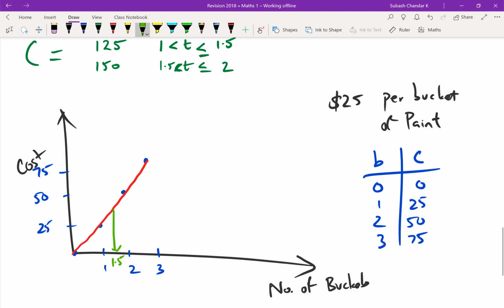And you can't actually buy 1.99 buckets of paint. So in this case, it's really important that the graph is actually not joined up. It is just a bunch of points put together, and that's what discrete data is. You can't have numbers in the middle. It's like countable. It's counting data.